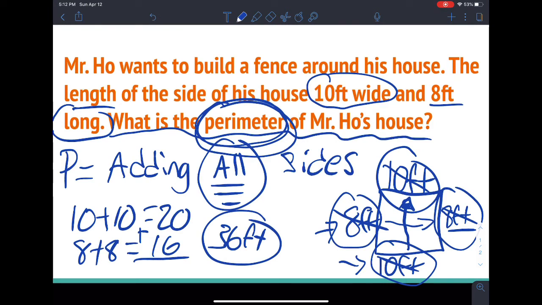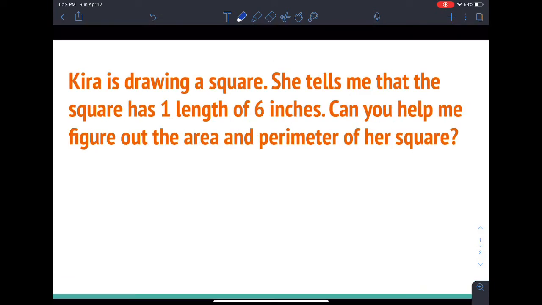Now let's look back at the question, see if we solved it. The question says, what is the perimeter of Mr. Ho's house? We found that the perimeter is 36 feet. Nice job. Move on to the next one. This next one says, Kira is drawing a square. She tells me that the square has one length of 6 inches. Can you help me figure out the area and perimeter of her square?